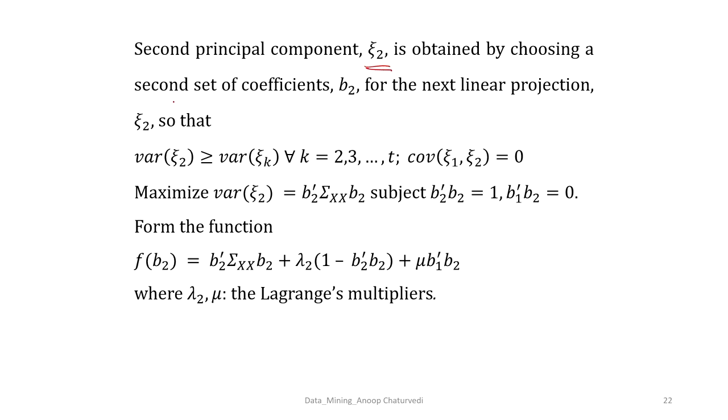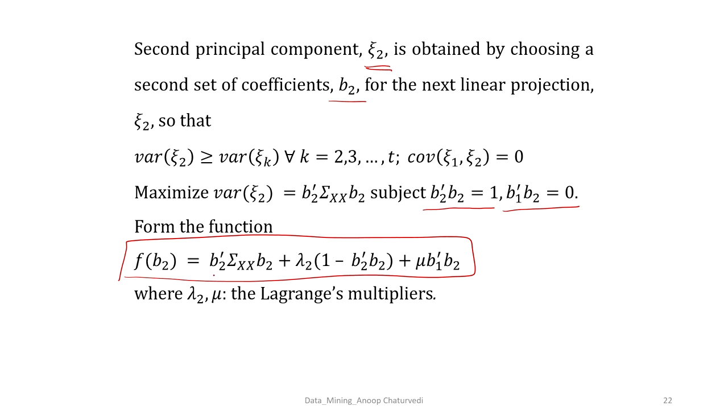Then we choose a second set of coefficients b2 for the next projection psi 2, so that variance of psi 2 is greater than or equal to variance of psi k for all k equal to 3, 4, and so on, and covariance of psi 1, psi 2 is equal to 0. So, we maximize variance of psi 2, which is equal to b2 transpose sigma xx b2, subject to the restriction that b2 transpose b2 equal to 1 and b1 transpose b2 is equal to 0. So, we form this function.